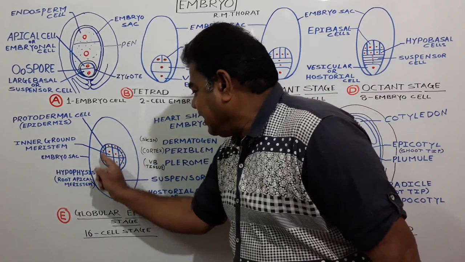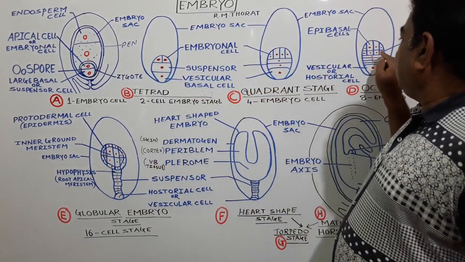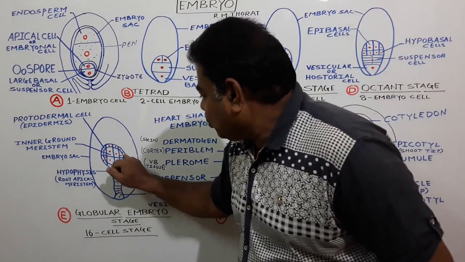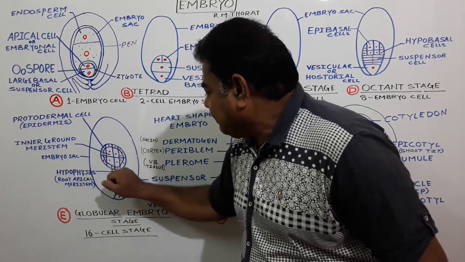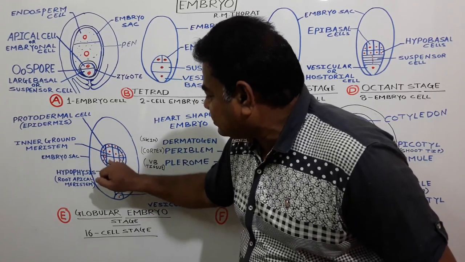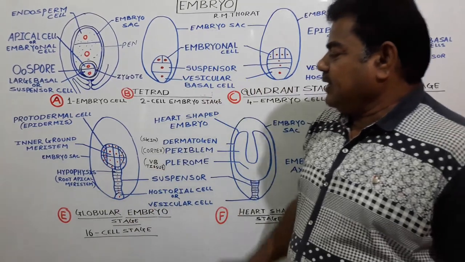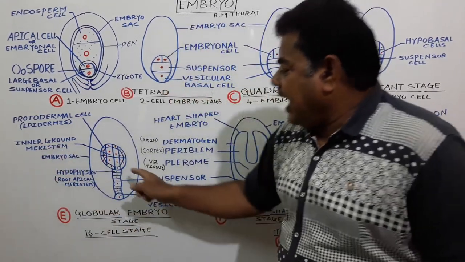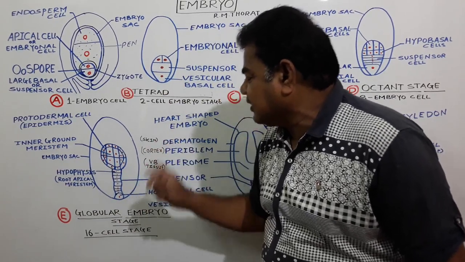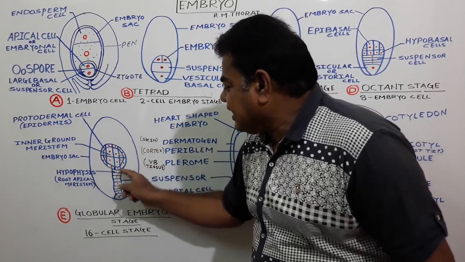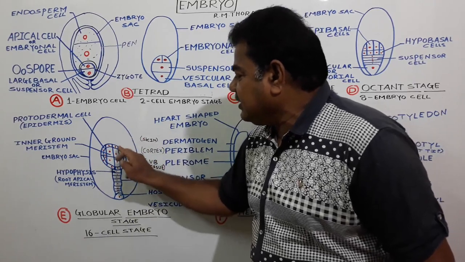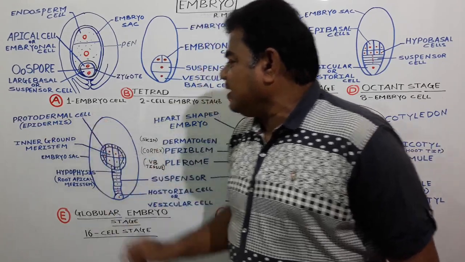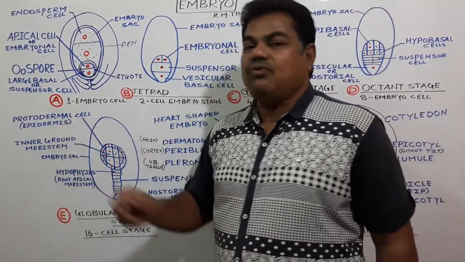And here these 8 cells divide periclinally like this, and due to which 1, 2, 3, 4, 5, 6, 7, 8 cells are present towards the periphery, and 1, 2, 3, 4, 5, 6, 7, 8 cells are present in the center. The cells present in the center form a mass, we call it the inner ground meristem. And the 8 cells present towards the periphery we call protodermal cells. These cells present towards the periphery are known as protodermal cells, and from these protodermal cells in future epidermis formation takes place in that embryo.